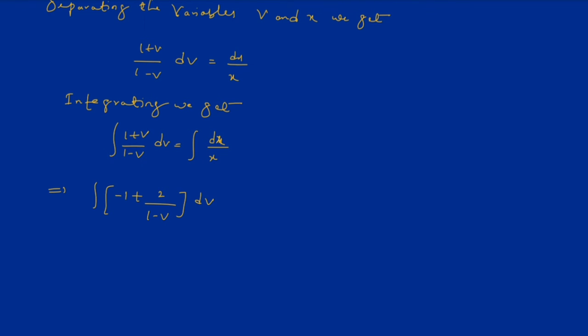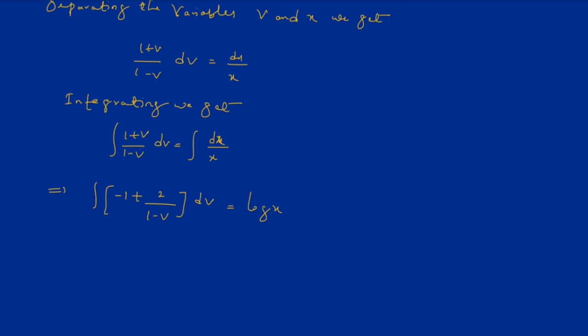Let's cross check once again. 1 minus v, if you multiply by minus 1, it becomes what? Minus 1 plus v, right? Minus 1 plus 2 becomes plus 1. 1 plus v upon 1 minus v as it is. So we have converted it in the form of (minus 1 plus 2 upon 1 minus v) into dv, which is equal to what? Integration of 1 upon x is log x.